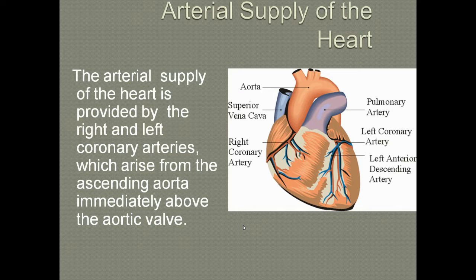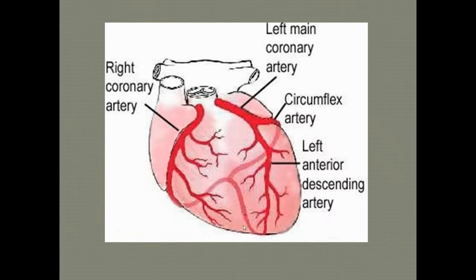Arterial supply of the heart. The arterial supply of the heart is provided by the right and left coronary arteries, which arise from the ascending aorta immediately above the aortic valves. So you can see here the right coronary artery and left coronary artery.